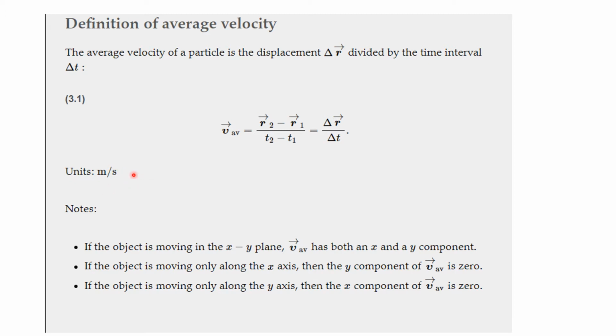Again, units are important. Some important notes. If the object is moving in the xy plane, then this average velocity vector has both an x and a y component, just like in the picture I showed you at the beginning of this lecture. If the object is moving only along the x-axis, then the y component of v average is 0. Similarly, if it's moving only along the y-axis, then the x component of the average velocity vector is also 0.